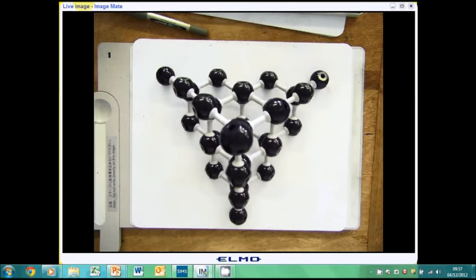Diamond, on the other hand, doesn't have these layers. Every carbon atom has 4 bonds to it, therefore it is very hard, has a very high melting point, and can be used as a cutting material. It's one of the hardest materials known on Earth.